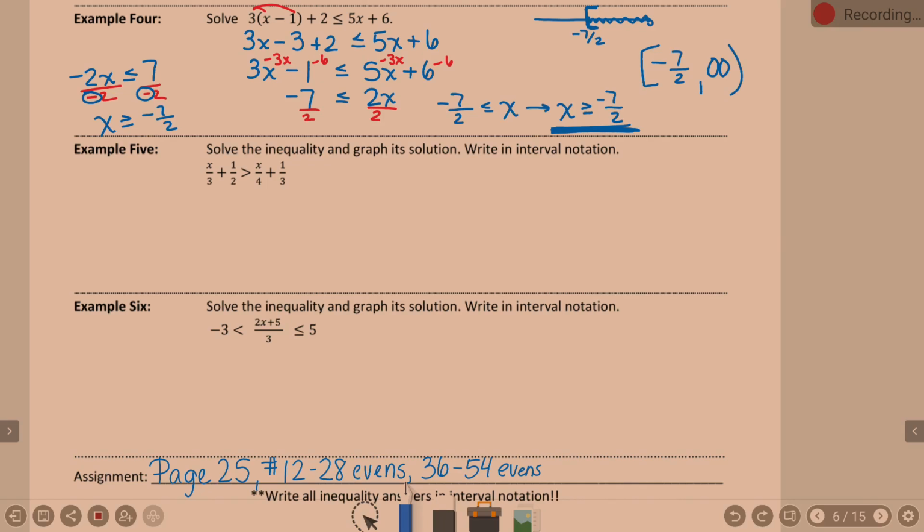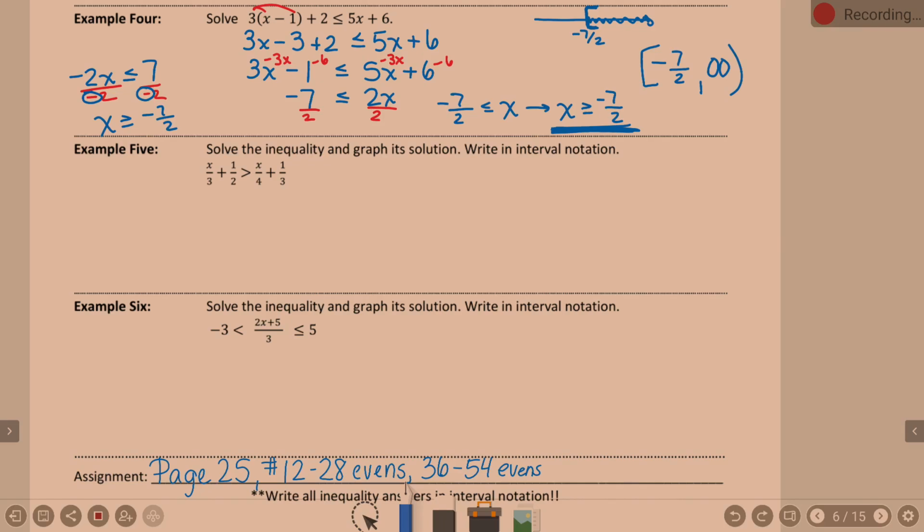Okay? So do we just say infinity because we don't know what x is? Well, it's greater than or equal to -7/2. So it's starting at -7/2, but we don't have an endpoint. Okay. Next one. Solve the inequality, graph it, write it in interval notation.